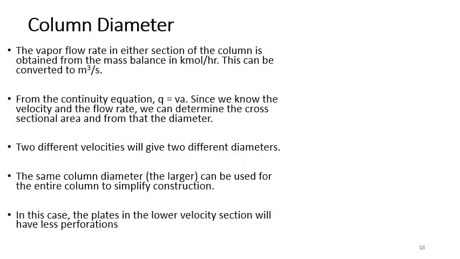Okay, as mentioned, the column diameter depends a lot on the vapor flow rate. But the vapor flow rate in the rectification section may be different from the vapor flow rate in the stripping section. The flow rate from either section can be converted from kilomole per hour into meter cube per second. So you should know by now how to convert vapor flow rate from kilomole per hour to meter cube per second. Well, for starters, you may assume ideal gas, PV equals nRT. Then you can get the flow rate V in terms of meter cube per second.